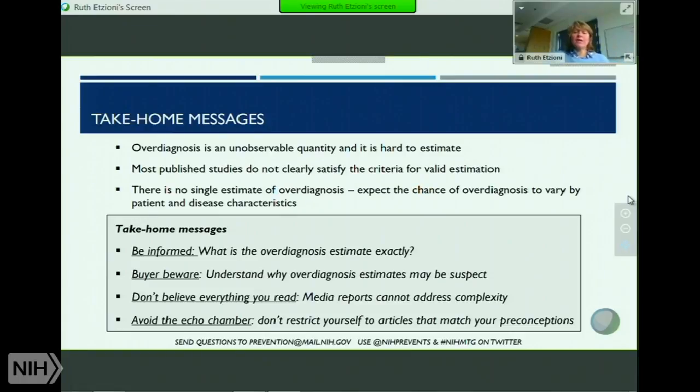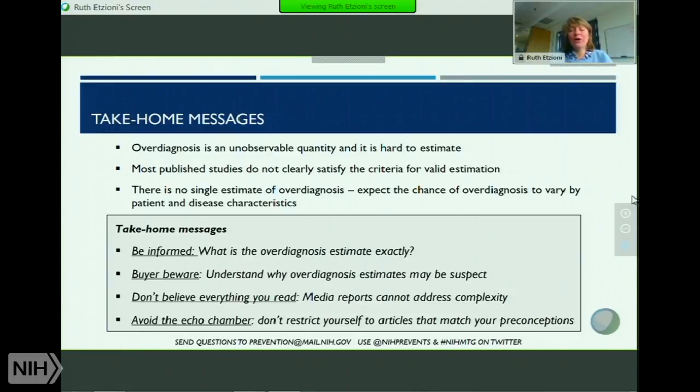So in terms of the take-home messages, I think there are four. The first one is to be informed. What is the overdiagnosis estimate exactly? What is the denominator? What is the measure? Is it cumulative? Is it annual? Buyer beware. Understand why overdiagnosis estimates may be suspect. Don't believe everything you read. Media reports, I think, can just not address this complexity. But if you are able to take a report and think about what lies behind the results, maybe you can arrive at a point of trust in the numbers.